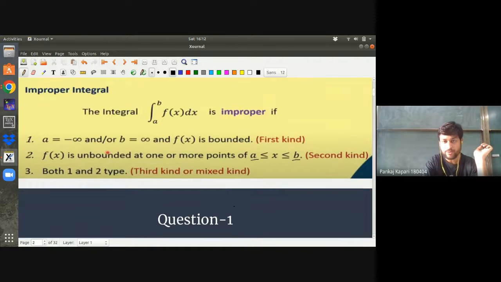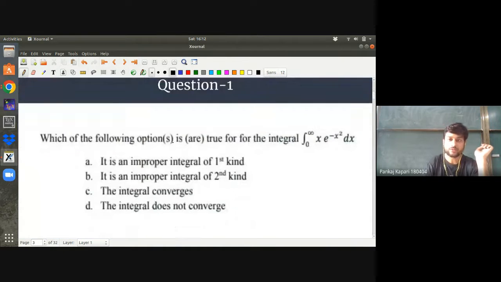Okay, so let's see one example. This is one of the problems, and you have to find which kind of integral it is, and whether it converges or diverges. Convergence means this integral has some finite, fixed value, even though the range is infinite. But if the value of the integral is infinite, then we say that it diverges. So which kind of integral is this? Can you tell me?